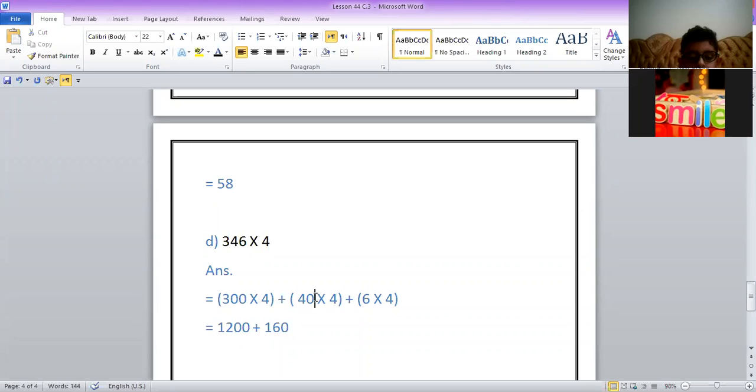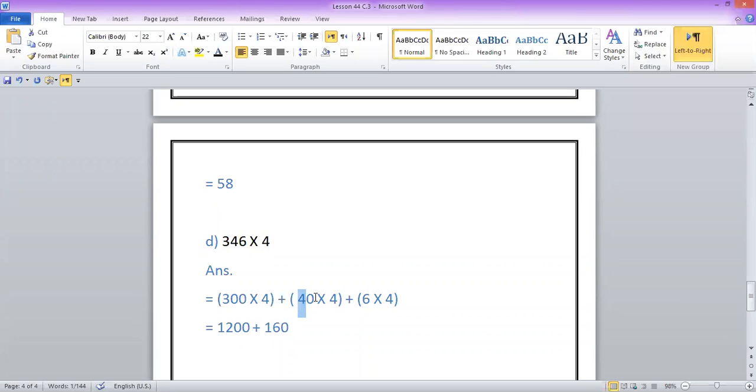Same here. When it comes to 40, I just multiply the numbers. This is 4 and this is also 4. 4 1s are 4, 4 2s are 8, 4 3s are 12 and 4 4s are 16. I write 16 and add 1 zero. Now I come here and there is no zero, so I just multiply 4 by 6 and that becomes 24.